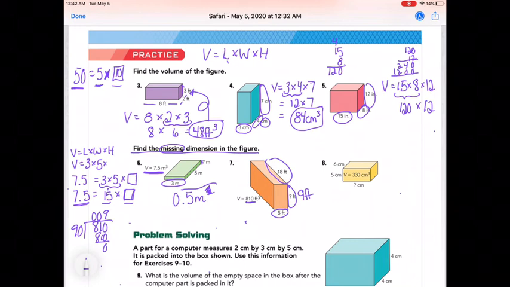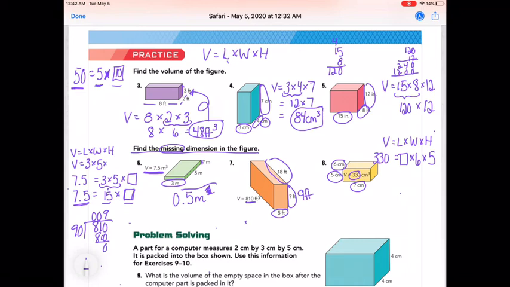Okay, number 8. Once again, we are going to be looking at volume equals length times width times height. Does it give us the volume? It does right here. 330 centimeters cubed equals the length, which we don't know, times the width times the height. So 330 equals something times 6 times 5. Well, let's figure this out. This is 30. So something times 30 equals 330.